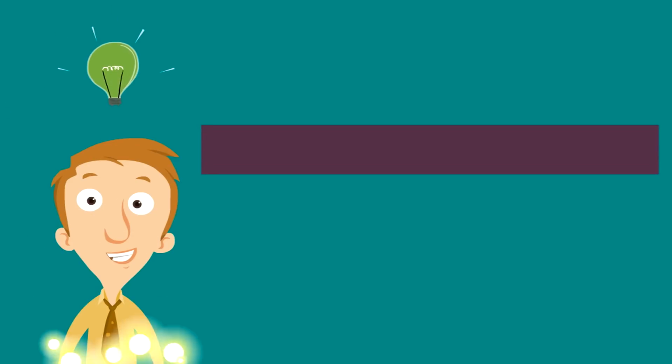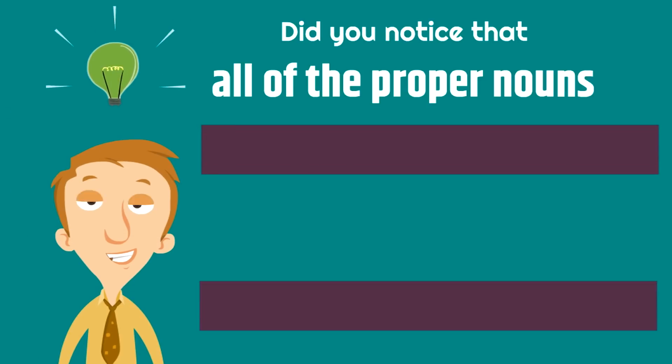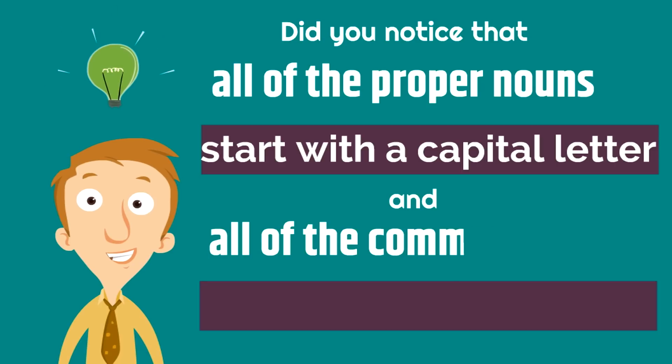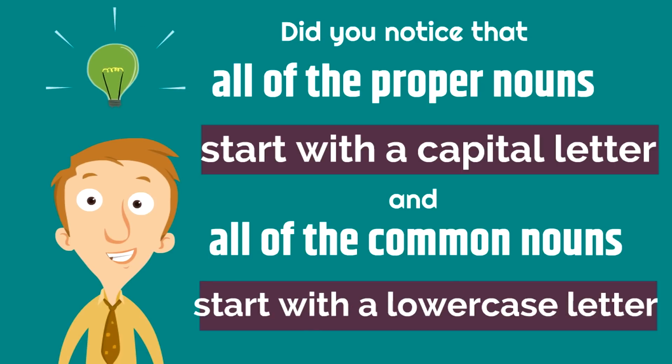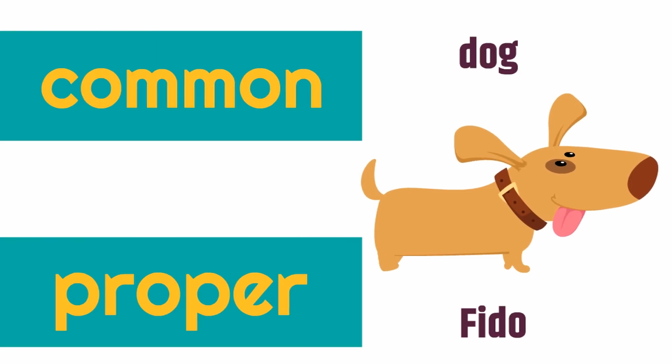Now, did you notice that all of the proper nouns start with a capital letter and all of the common nouns start with a lowercase letter? Isn't that interesting? Let's look back. Okay, so dog is common and it's lowercase, and Fido is the proper noun and it's uppercase. It's a capital letter.